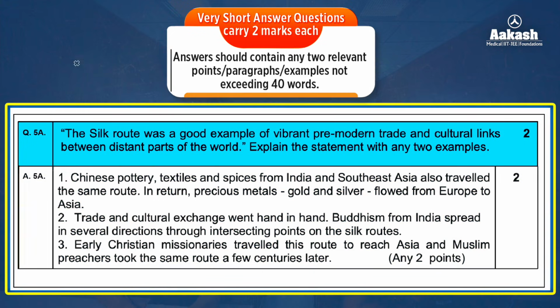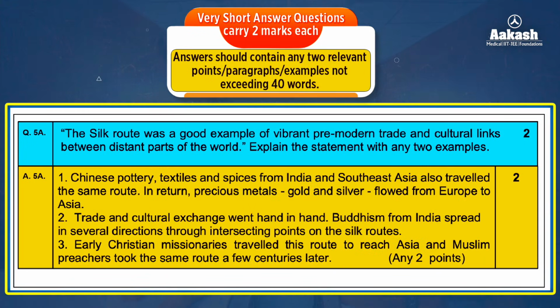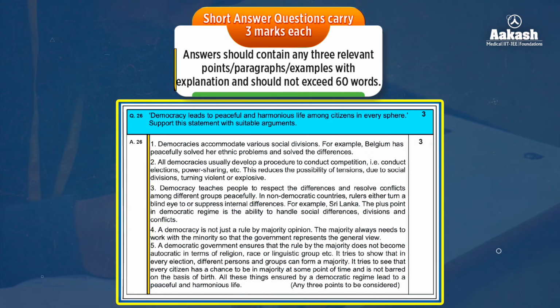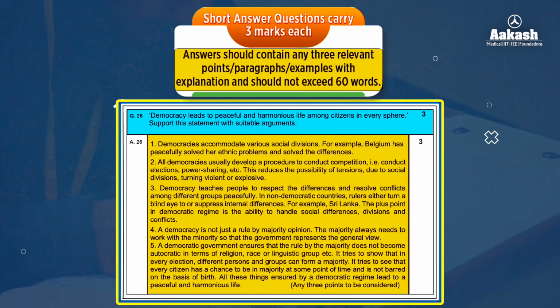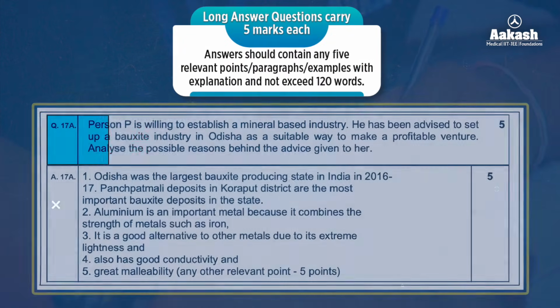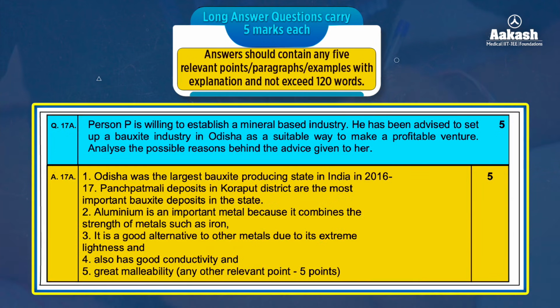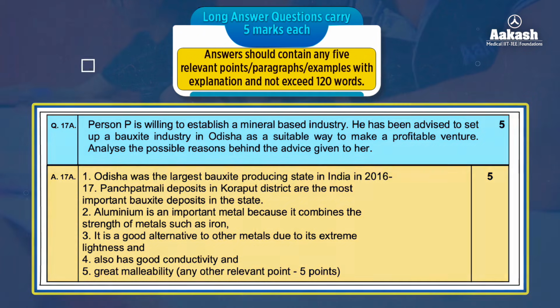Make sure that your answer contains 2 relevant points or paragraph or example which is not exceeding 40 words. Short answer questions carry 3 marks each. Answer should contain any 3 relevant points or examples with proper explanation that should not exceed 60 words. Long answer questions carry 5 marks each. Answer should contain any 5 relevant points with suitable examples and explanation that does not exceed 120 words.